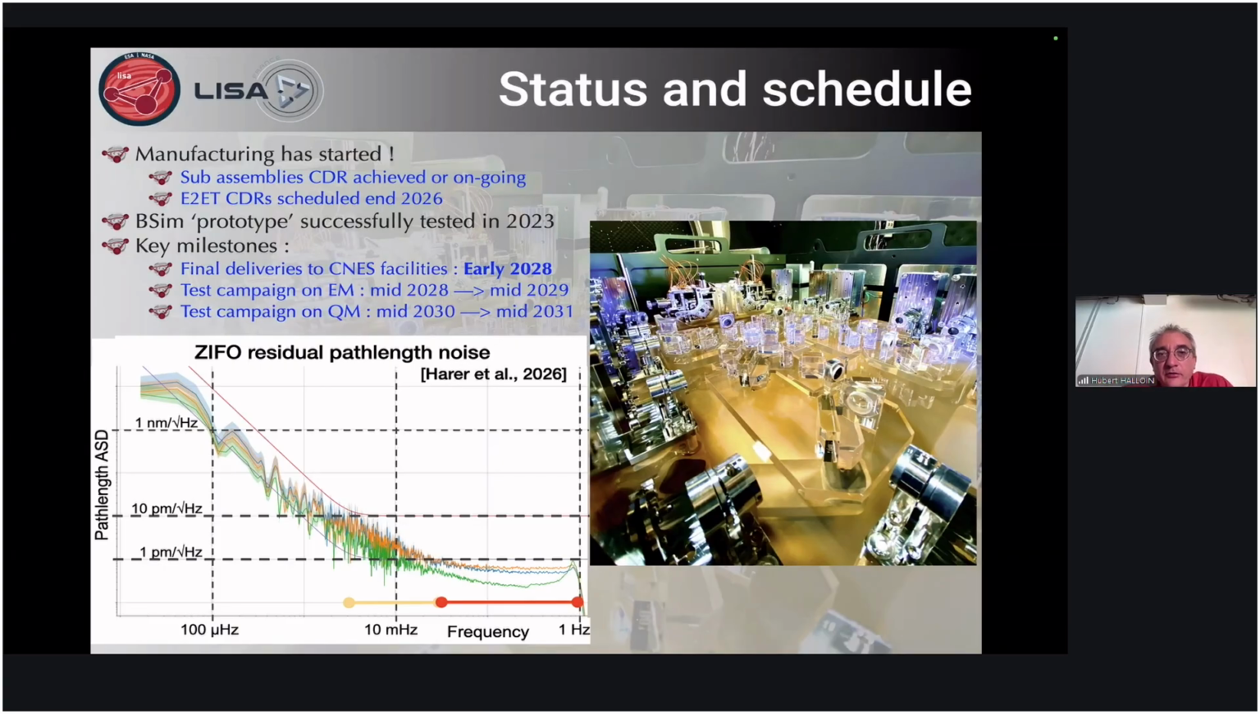So all the test benches and infrastructure shall be delivered to CNES in Toulouse in early 2028 for a test campaign on the engineering model starting, let's say, mid-2028 to mid-2029, and the tests on the qualification models of the metrology system from 2030 to 2031.